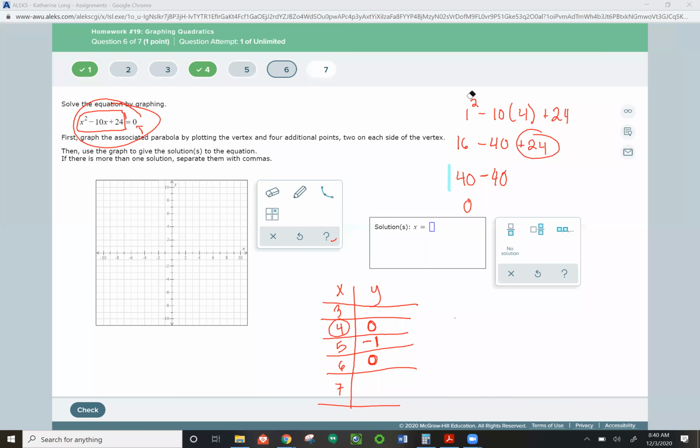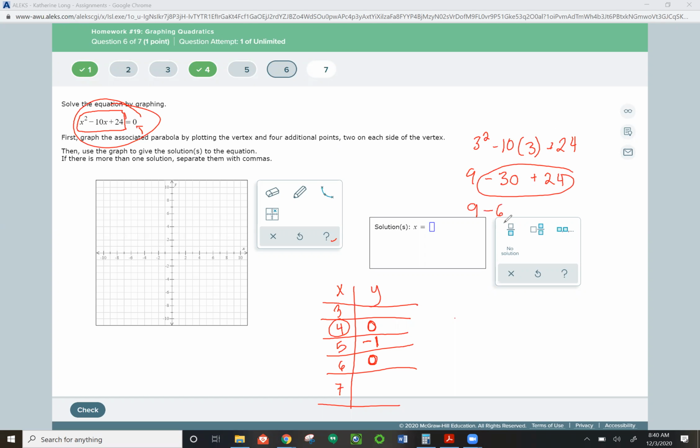Okay, lastly, let's plug in the 3. So I have 3 squared minus 10 times 3 plus 24. So 3 squared is 9 minus 30 plus 24. Negative 30 plus 24 gives me a negative 6. 9 minus 6 is 3. So since my 3 is 3, my 7 will also be 3.